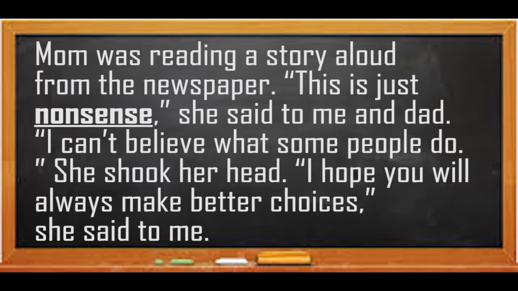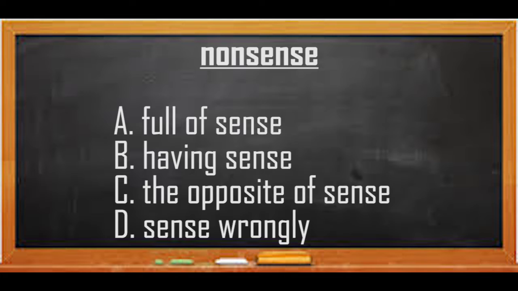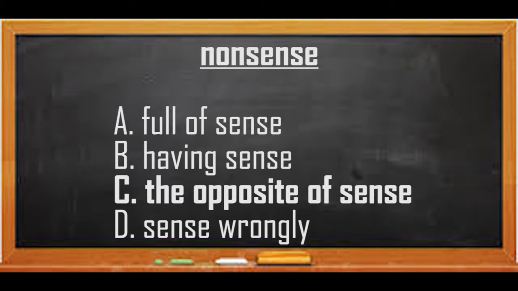Mom was reading a story aloud from the newspaper. This is just nonsense, she said to me and Dad. I can't believe what some people do. She shook her head. I hope you will always make better choices, she said to me. A, full of sense. B, having sense. C, the opposite of sense. D, sense wrongly. The answer to number 3, nonsense, is C, the opposite of sense.